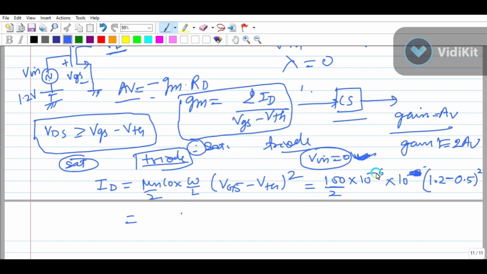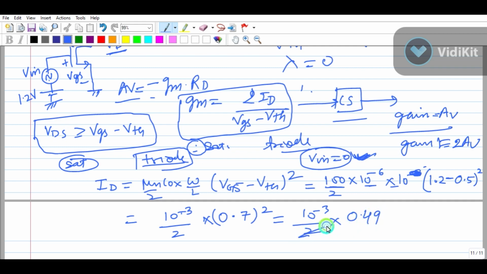So 10 to power minus 3 will remain on top, divided by 2 into 0.7 square, equal to 10 to power minus 3 divided by 2 into 0.49. After cancelling, we will get 0.245 milliampere, or we can say 245 microampere. So we calculated the current.